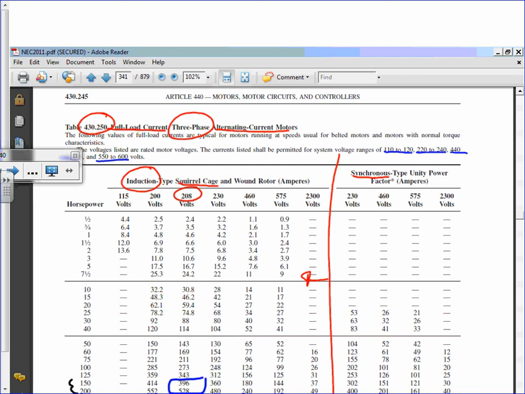Okay, everybody knows where we got the 396 full load current for the 150 and the 528 full load current for the overload.